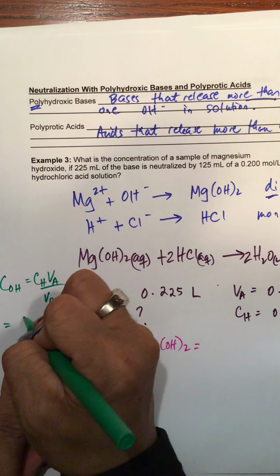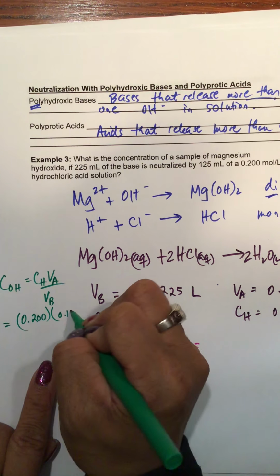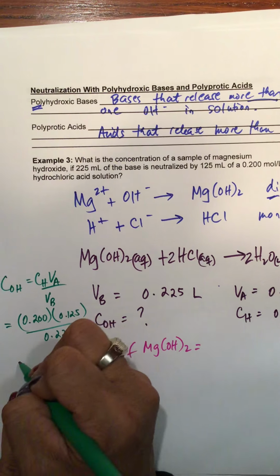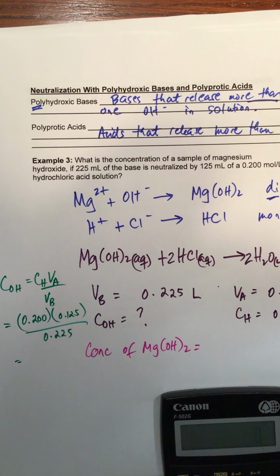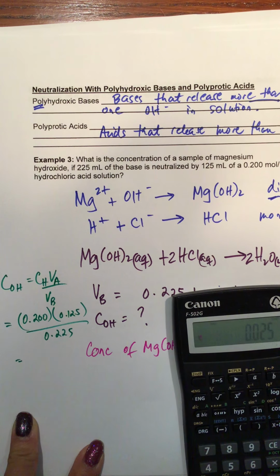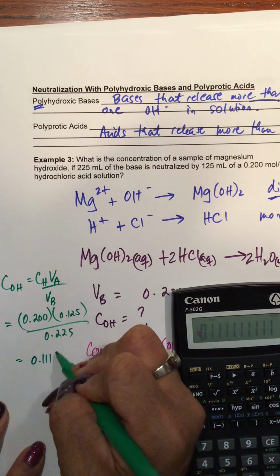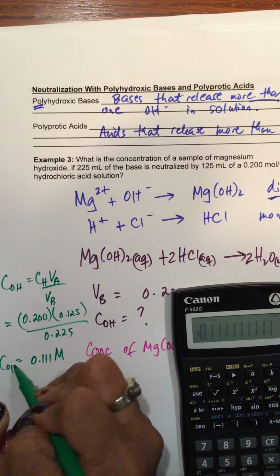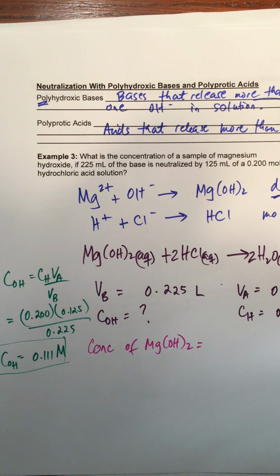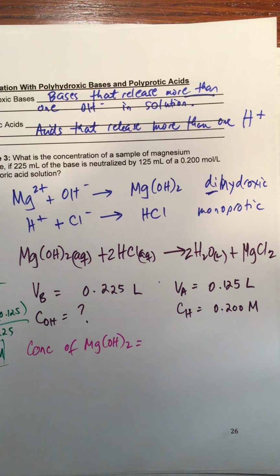The hydride is 0.2 times the volume of the acid, which is 0.125, divided by the volume of the base, 0.225. So 0.2 times 0.125 divided by 0.225, and you get 0.111 moles per liter of hydroxide. So far we know the concentration of hydroxide. Now we need to find the concentration of the entire compound magnesium hydroxide.